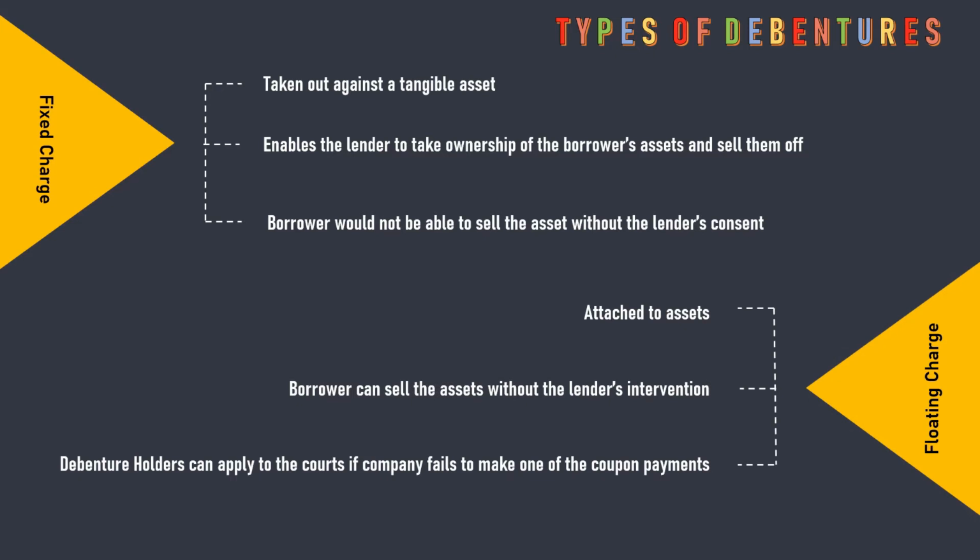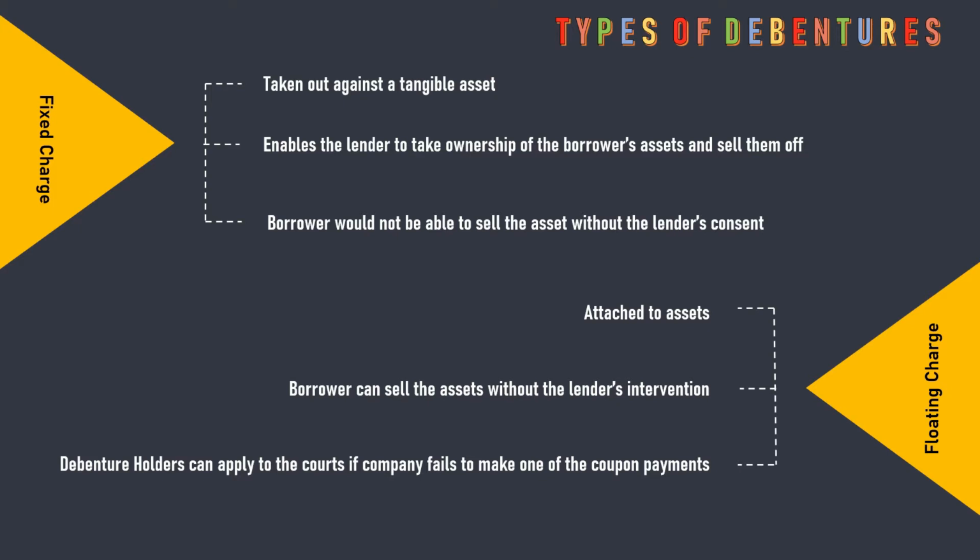There are two types of debenture. The first one is fixed charge. A fixed charge is normally taken out against a tangible asset such as property. It enables the lender to take ownership of the borrower's asset and sell it off in the event of a payment default. So with a fixed charge, the borrower would not be able to sell the asset without the lender's consent. The second one is floating charge.